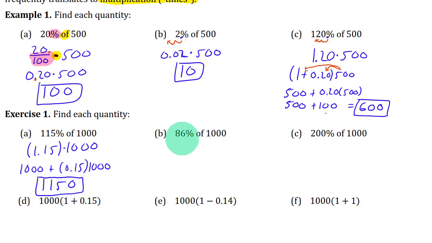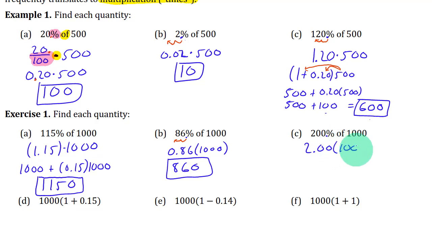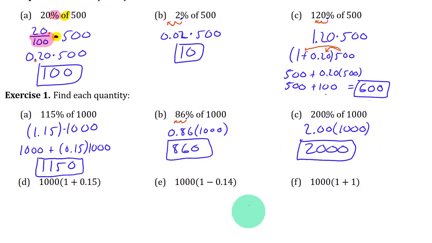Okay, 86% of 1,000. So the 86%, again, we're moving the decimal place over 2 spots to become 0.86. That multiplied by 1,000 is going to become 860. 200% of 1,000. So 200% as a decimal is 2.00 after you move that decimal place 2 to the left. And 2 times 1,000 is 2,000. Okay.